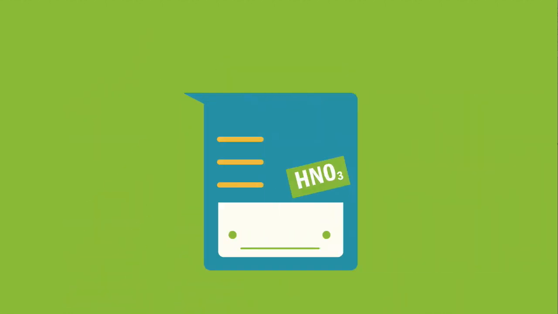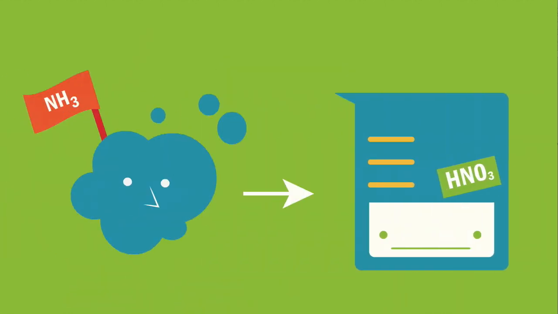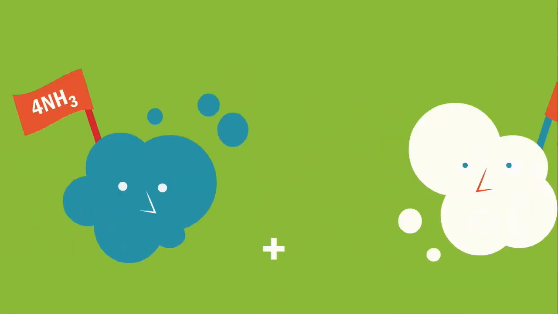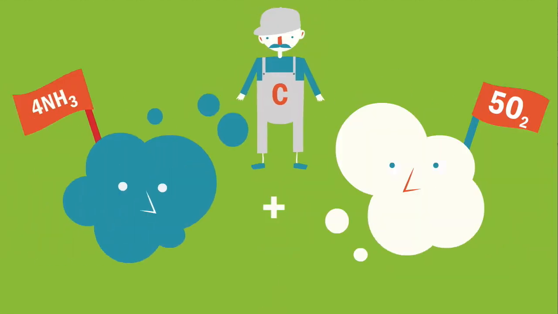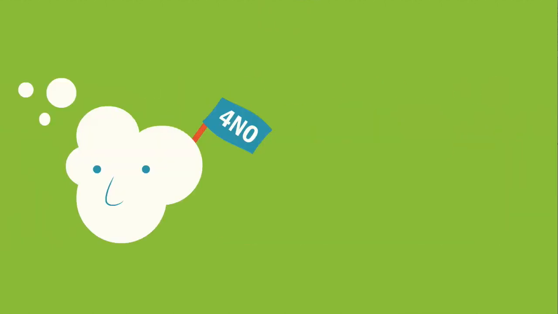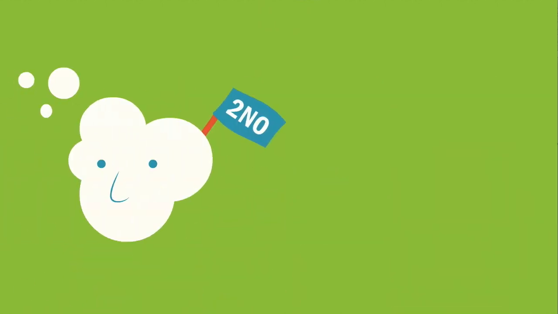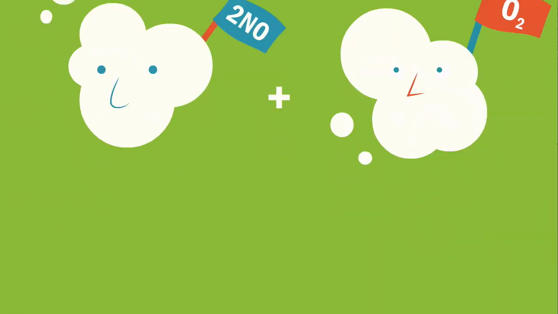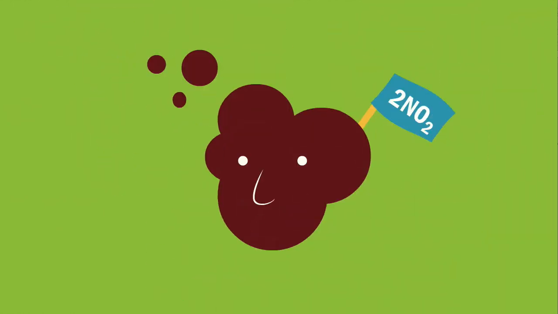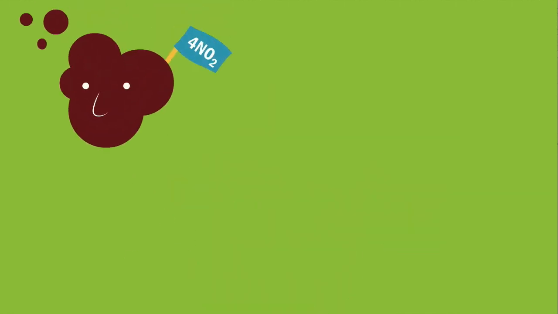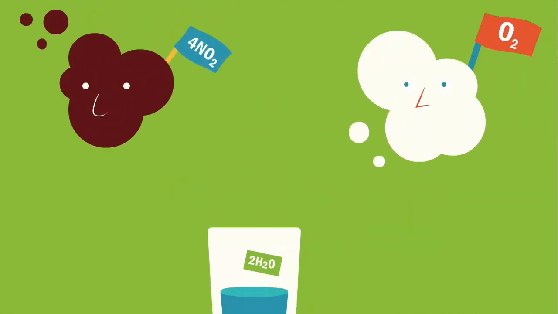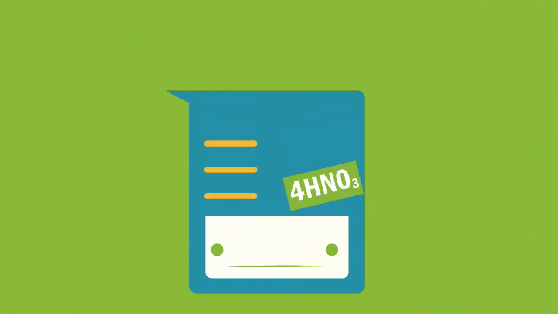Nitric acid is also manufactured from ammonia in a series of steps. First, ammonia combines with oxygen over a platinum catalyst to produce nitrogen monoxide and water. Then, nitrogen monoxide further combines with oxygen to produce nitrogen dioxide, which is a brown gas. Lastly, nitrogen dioxide and oxygen dissolve in water to form nitric acid.